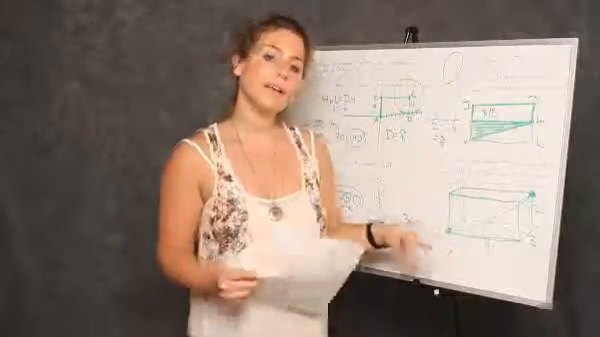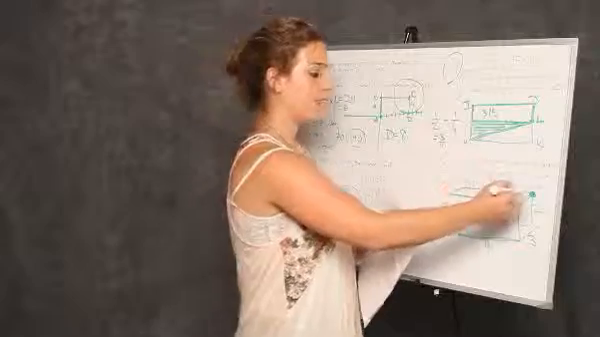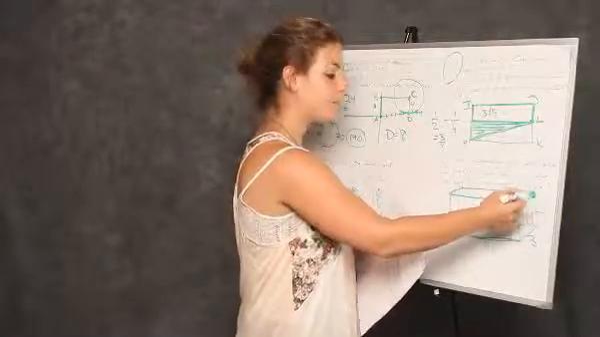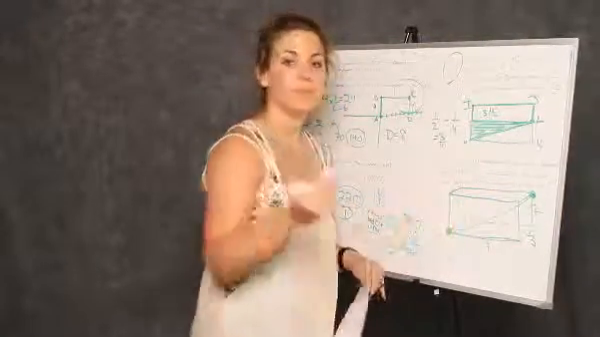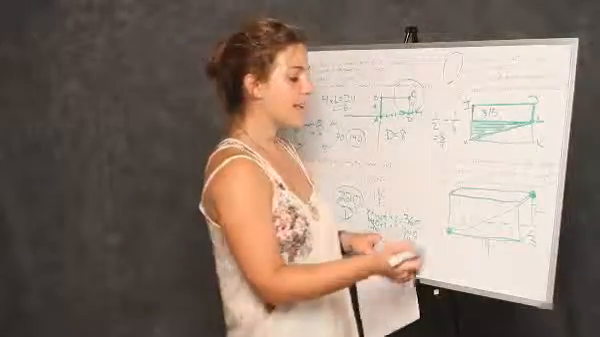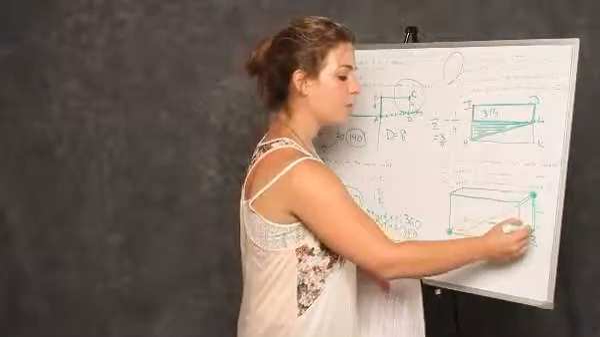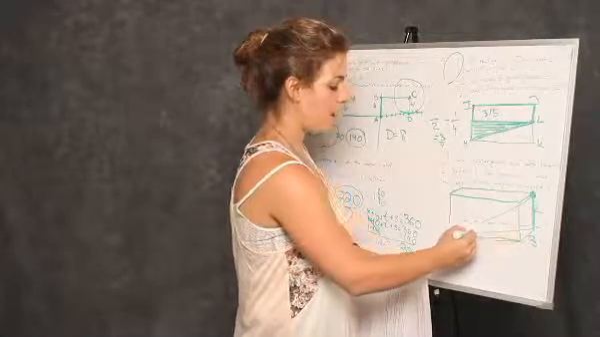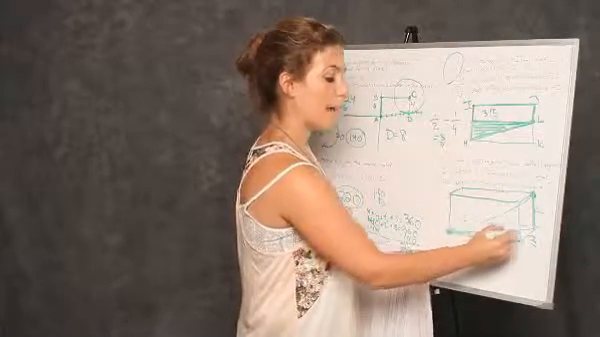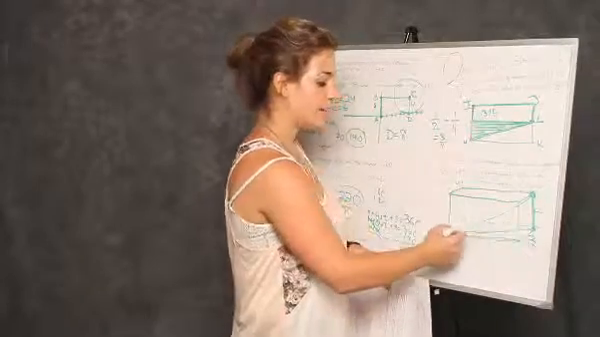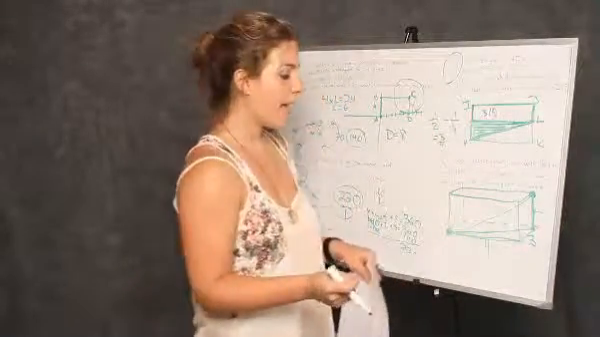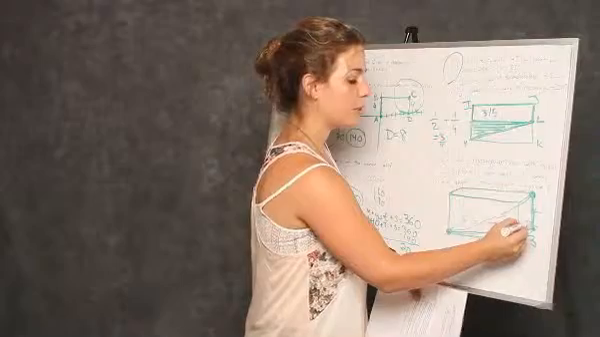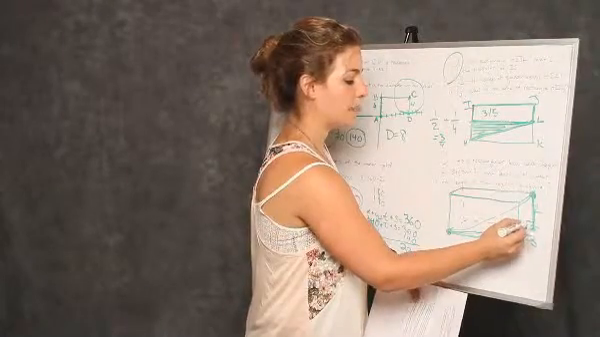So the longest diagonal of this box is going to be from the back top to the front bottom. What we want to do there is realize that we can create a right triangle if we draw another diagonal from the back bottom over here to the front bottom. And when we do that, what we're creating is a right triangle.